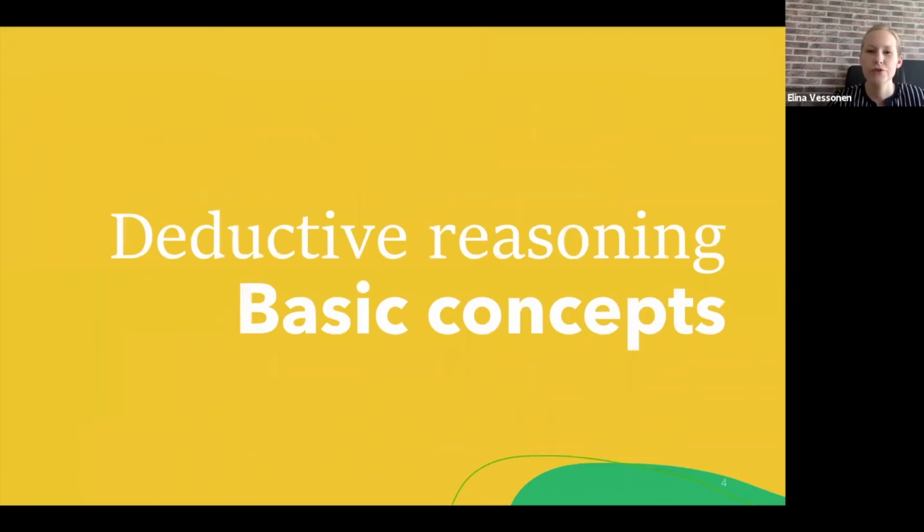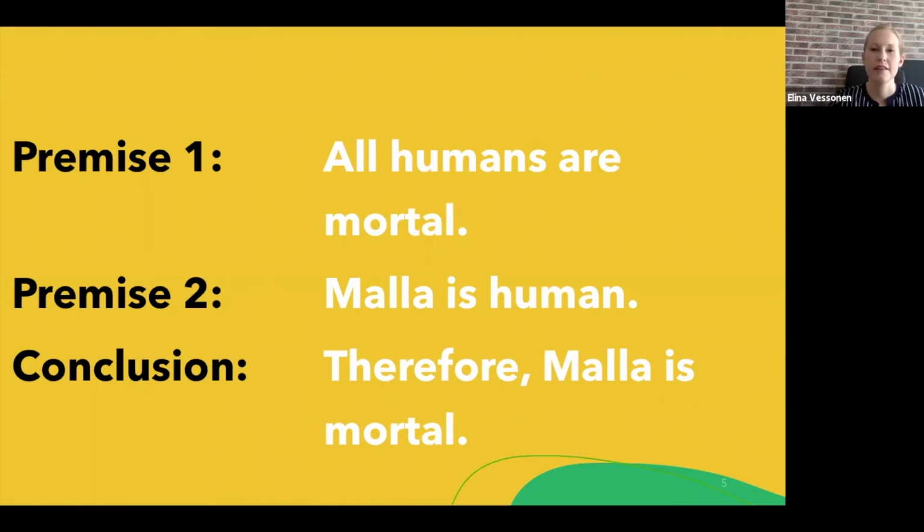Now, let's move on to looking at some basic concepts in deductive reasoning. So take a look at this argument. The first premise is that all humans are mortal. Then the second premise is that Malla is human. And the conclusion is, therefore, Malla is mortal. So this is a deductively valid argument, but what makes it a deductive argument?